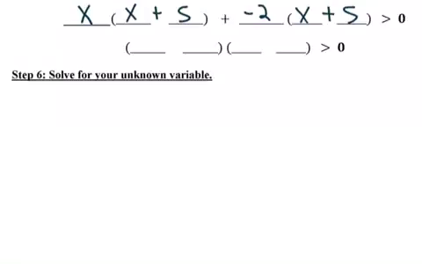Now we're not done yet. There's still another step that we need to do. We need to finish factoring this and then solve for our unknown variable. I want you to try this on your own before watching the solution in the next Educated video. Go ahead and try this on your own, and after you finish your attempt at finishing factoring this and then solving for your unknown variable, then watch the next Educated video.